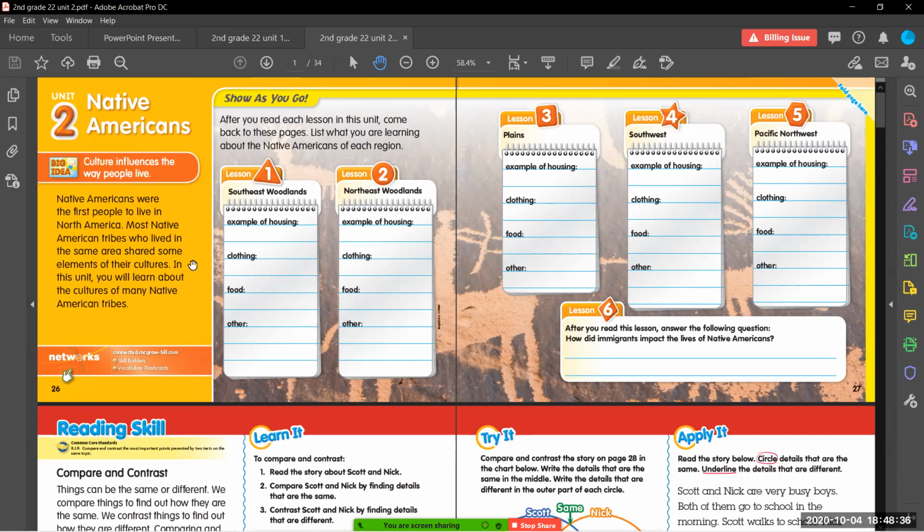In this unit, we're going to learn about the cultures of many Native American tribes, and these are going to be our show-as-you-go pages. So as we finish a lesson, we're going to come back to these two pages, pages 26 and 27, and we're going to fill in the information about each of the different kinds of tribes that we're going to study about. Now, this is going to be very useful for you for when we're doing our quizzes, when we do our assessment at the end of the unit, and when you do your big idea project for Unit 2. So make sure as you finish a lesson, while that information is still fresh in your mind about each one of the tribes, you come back in and you fill in each one of these little note areas.